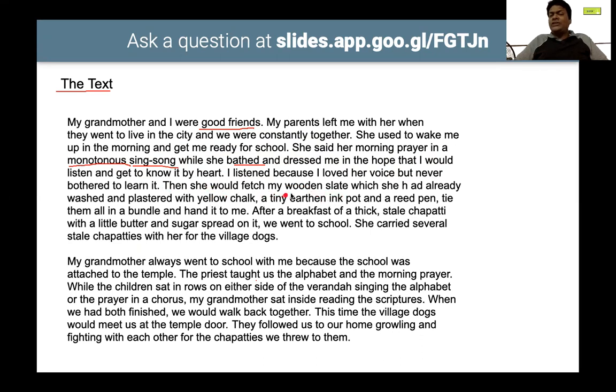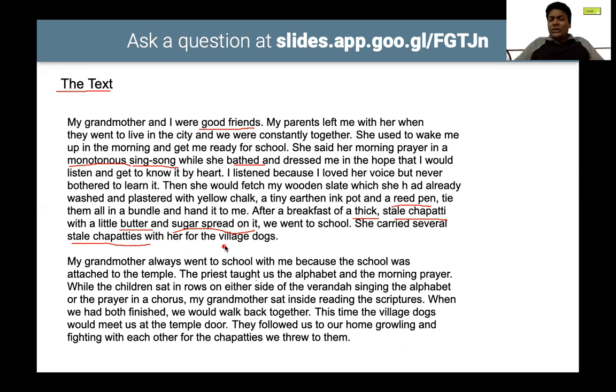Then she would fetch my wooden slate, which she had already washed and plastered with yellow chalk, a tiny earthen ink pot, and a reed pen, tie them all in a bundle, and hand it to me. After a breakfast of a thick, stale chapati with a little butter and sugar sprinkled on it, we went to school. She carried several stale chapatis with her for the village dogs.